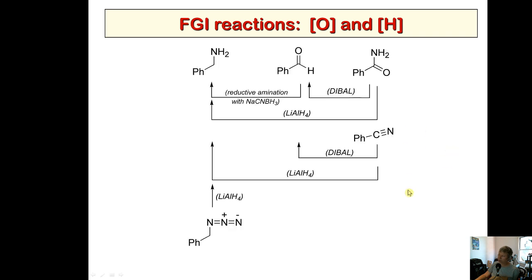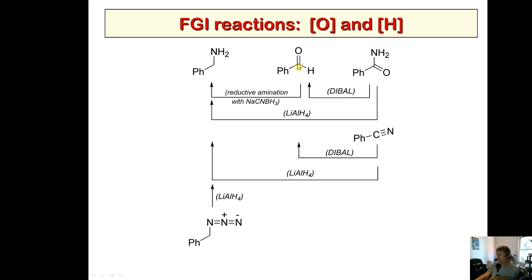Okay, along these lines, when we talk about oxidations and reductions, these are mostly all reductions here. But think about an amide, a primary amide. We can reduce a primary amide to an aldehyde, and we use DIBAL, and so DIBAL is an H minus that attacks, and then essentially just kicks off the amine. So DIBAL is a partial reducing agent.